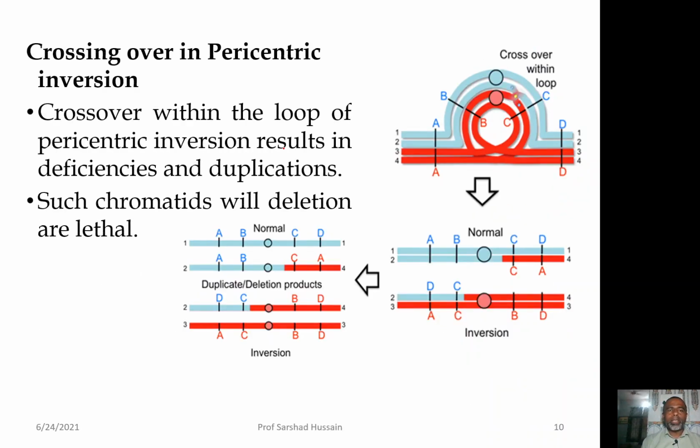Then when you look at the crossing over in the case of the pericentric inversion, again you see this is the chromosome and this is the pairing that has taken place, and because the inversion is involving the centromere, it is the pericentric inversion. So, look at this: once it separates, it will have A, B, C and D. So, this is normal, and then look at the second one. So, both 1 and 1 have been involved.